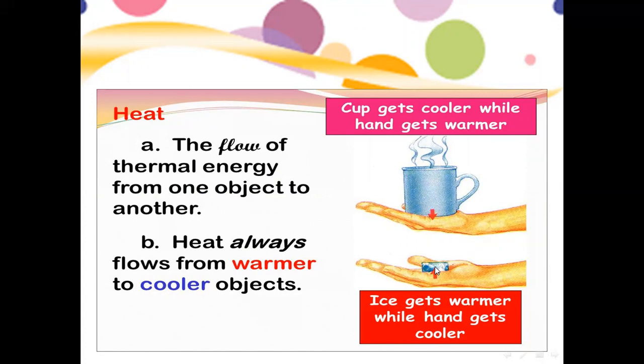Here, heat is the flow of thermal energy from one object to another. With the hot tea, the cup gets cooler while the hand gets warmer, and here the ice gets warmer while the hand gets cooler.